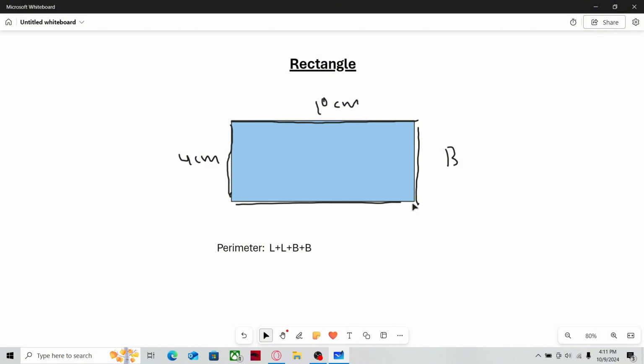Basically, adding all sides. Or you can simply go like this as well.